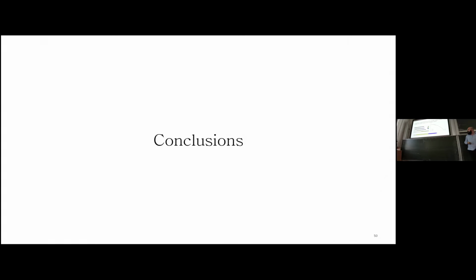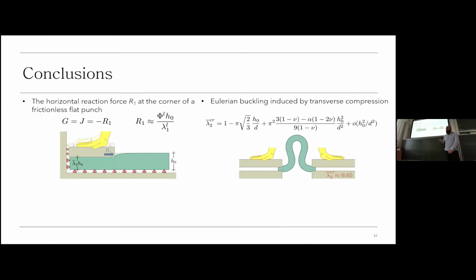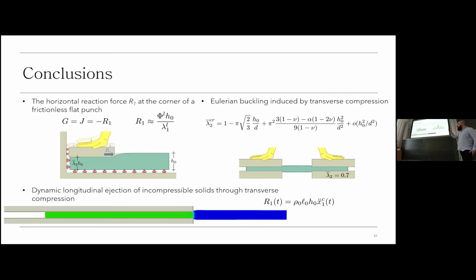To conclude, by a frictionless flat rigid punch, a configurational force arises in the corner, and this configurational force is shown to be equal to the energy release rate associated to a horizontal growth of the punch. It's also equal to the J integral performed around the corner, but on top of that it is equal to minus the horizontal component of the contact reaction force. This configurational force can induce Eulerian style buckling, and last but not least, we were able to predict the dynamic ejection.